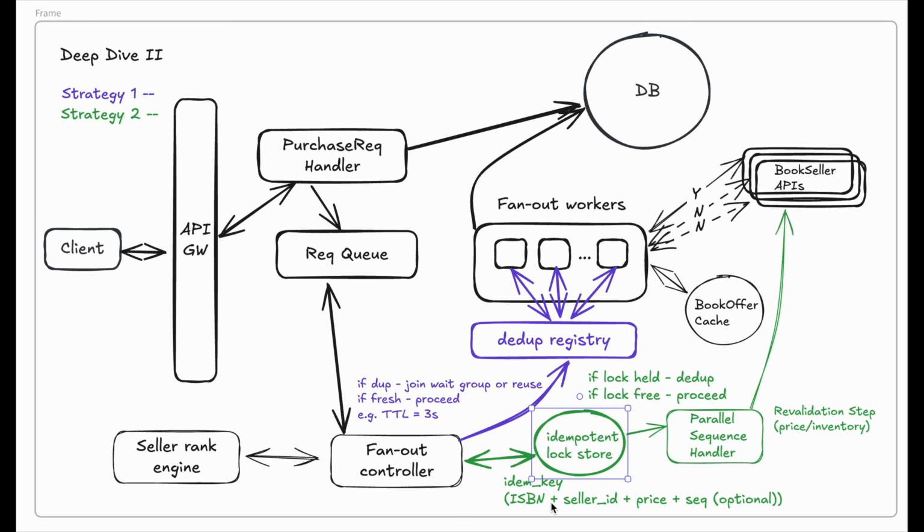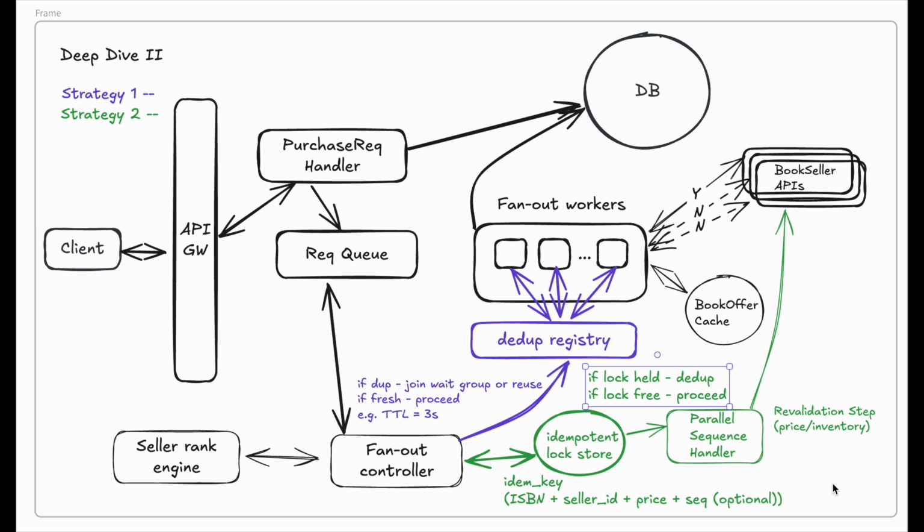When a valid offer is found and the worker is ready to buy, it generates an idempotent key using the book ISBN, seller ID, and price. It then checks the idempotent log store. If the key is already held, the worker knows this purchase is already in progress or complete and can reuse the result. If the lock is free, it proceeds to purchase.